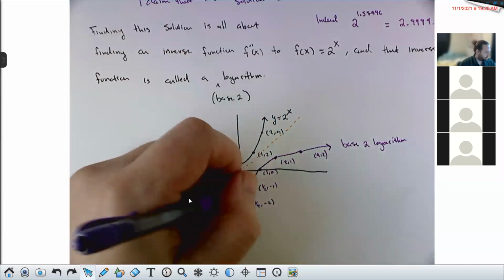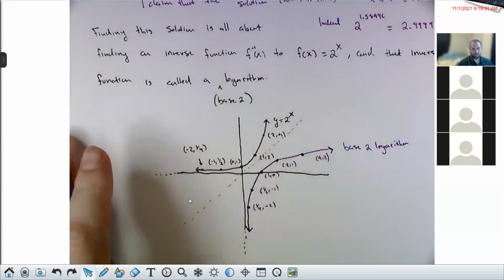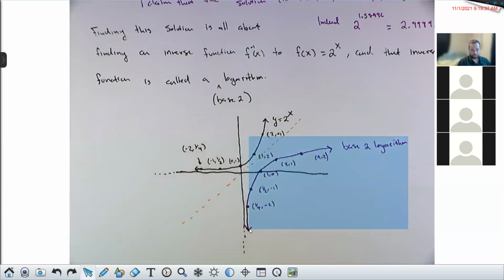This was something we did back in section 2.8. We talked about inverse functions. I will talk about the purple function a lot on Wednesday. We've been talking about the black functions for about a week now. These logarithm functions are nice in the sense that they are the inverse of a very nice function. 2 to the x and exponentials in general are very, very nice functions.